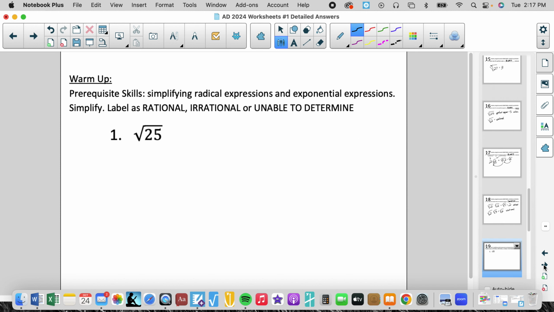Warm up. Prerequisite skills. Simplify radical expressions and exponential expressions. Simplify, label as rational, irrational, or unable to determine. Well, that equals 5, so that's going to be rational.